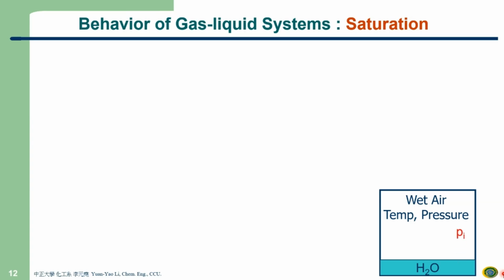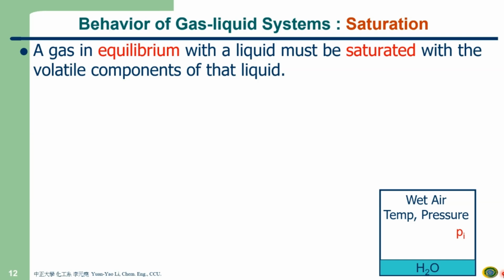So at each time you have Pi. Remember what Pi is? Partial pressure, right? Partial pressure of water, for example. A gas in equilibrium with a liquid must be saturated with the volatile components of that liquid. We can use water, H2O, as an example in this case. So it reaches equilibrium and saturated vapor, and we have Pi. So once you have Pi and Pi star is saturated, what's the relationship between Pi and Pi star?